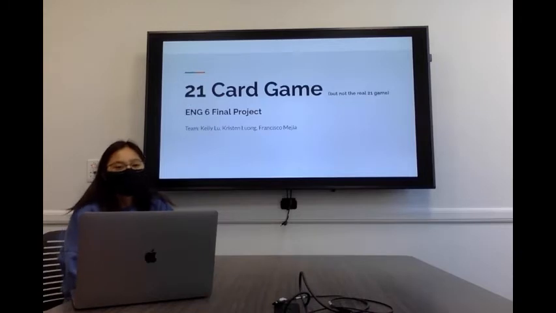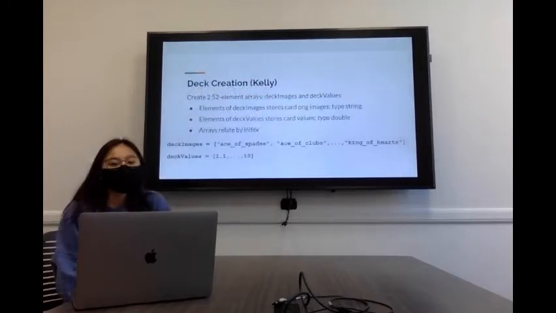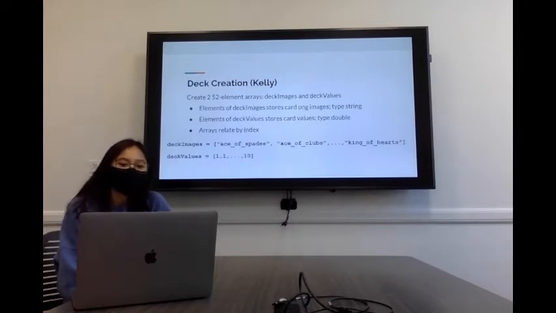So for our ENG6 project, we decided to recreate the 21 card game, but we also modified it to simplify the game. To simulate the standard deck of cards, I created two 52-element arrays, one called deck images and one called deck values. Elements of deck images store the card PNG images as type string, and deck values stores the card values corresponding to the images as type double. These arrays are related by index.